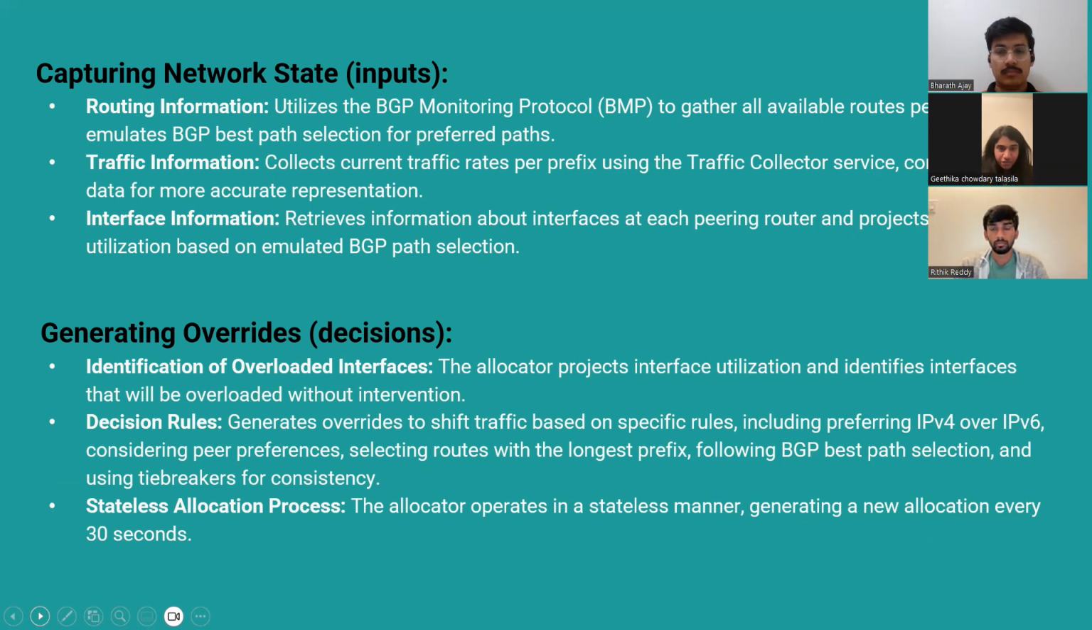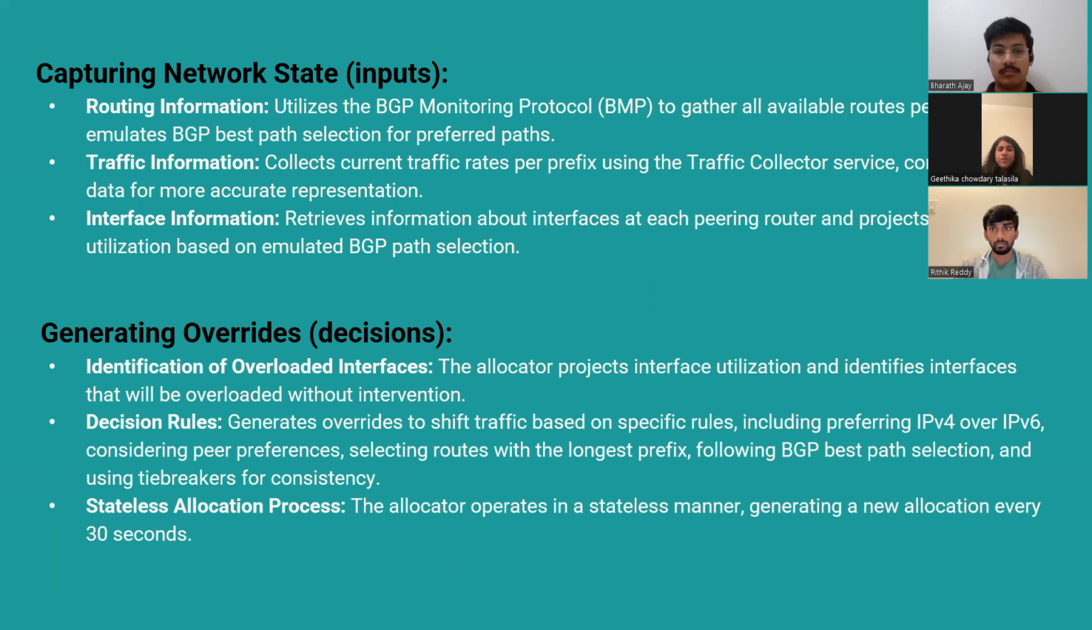This is traffic information. This collects the current traffic rates per prefix, using a traffic collector and then considering the data for a more accurate representation. Then interface information reveals the information about interfaces in each peering and projects interface utilization based on emulated BGP path selections.